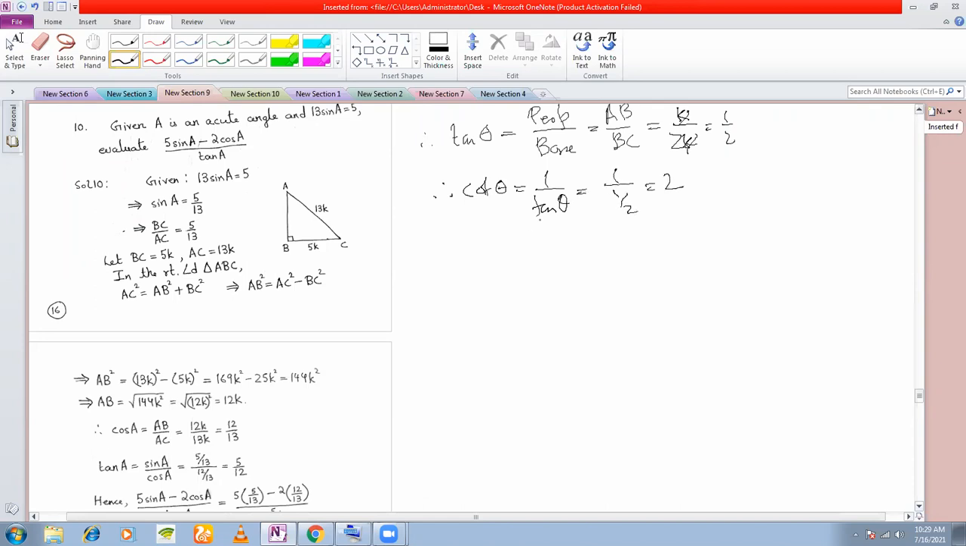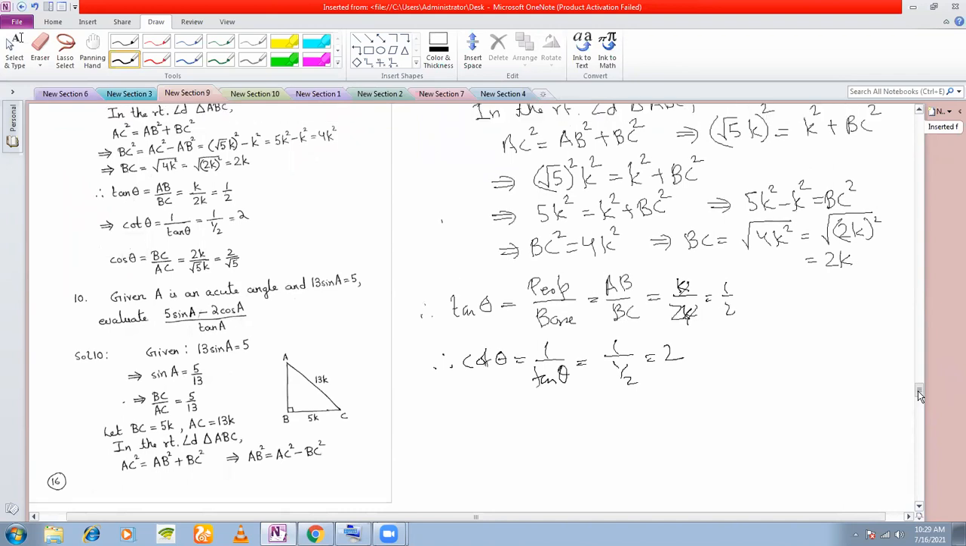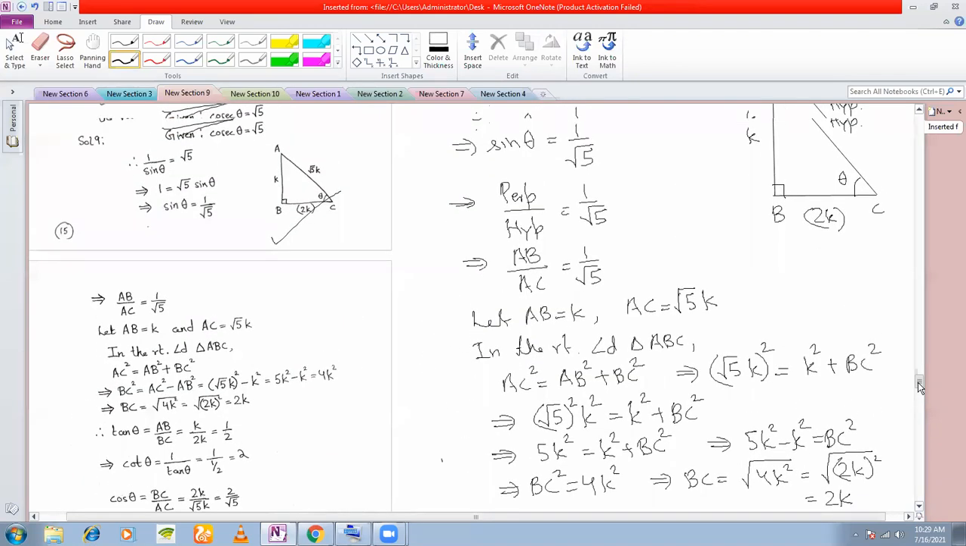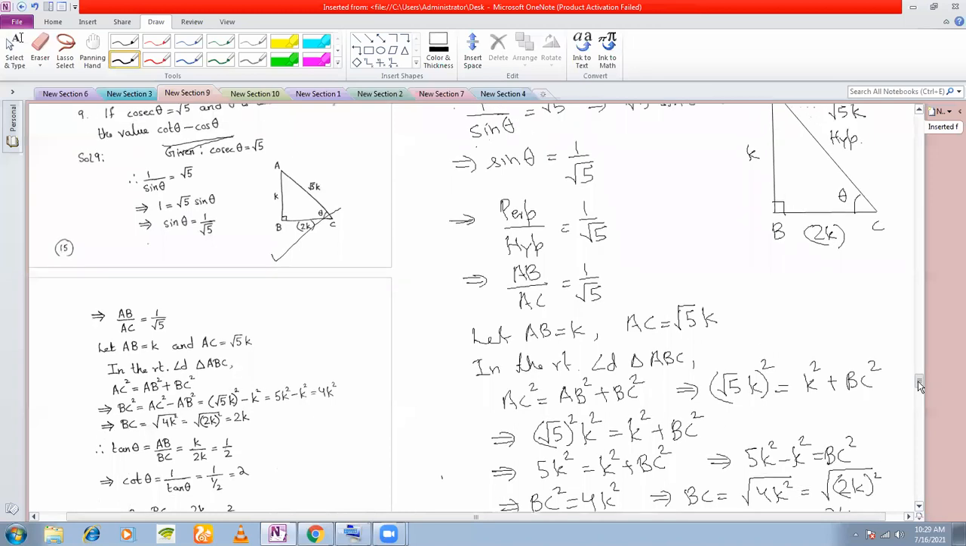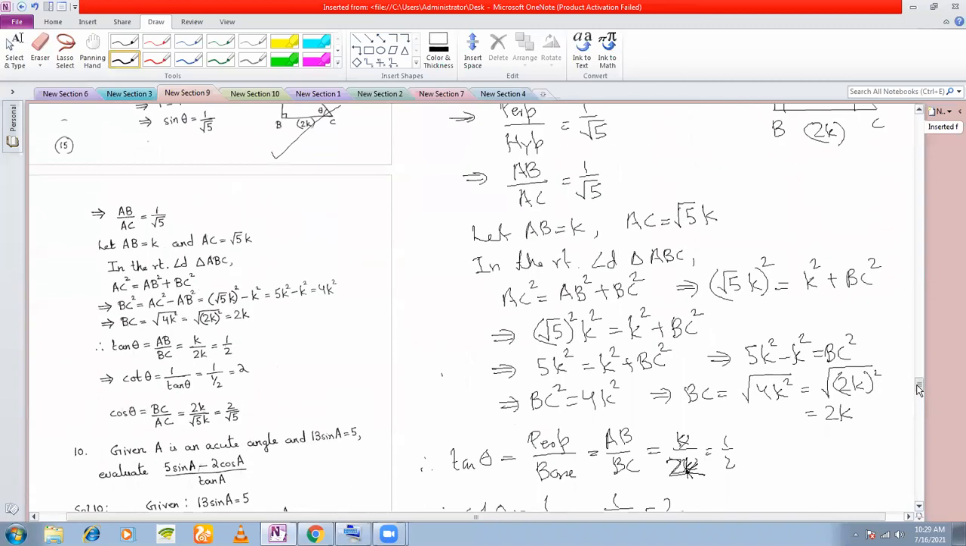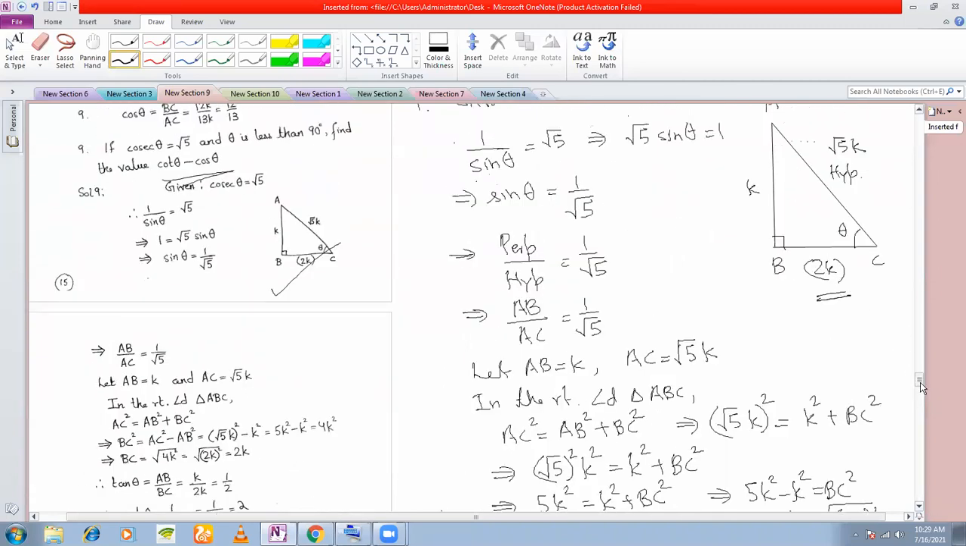In tan theta, this is perpendicular by base, K by 2K. Okay, sir. This length is 2K here. That's what I have written.